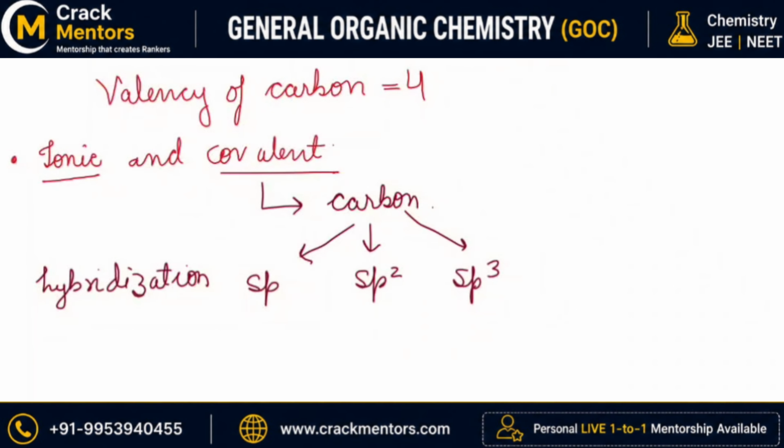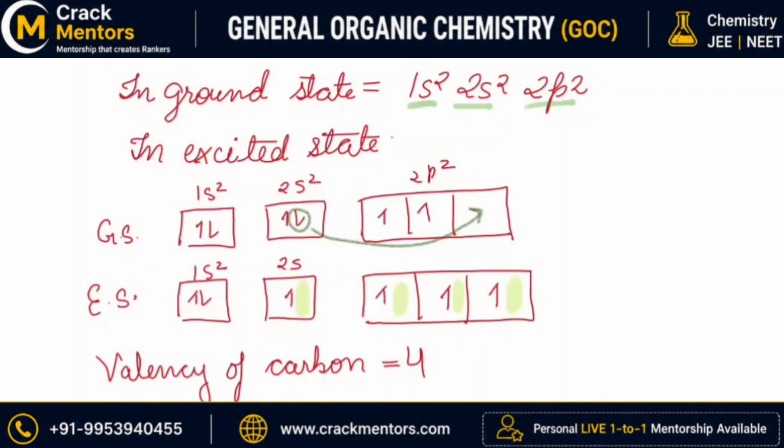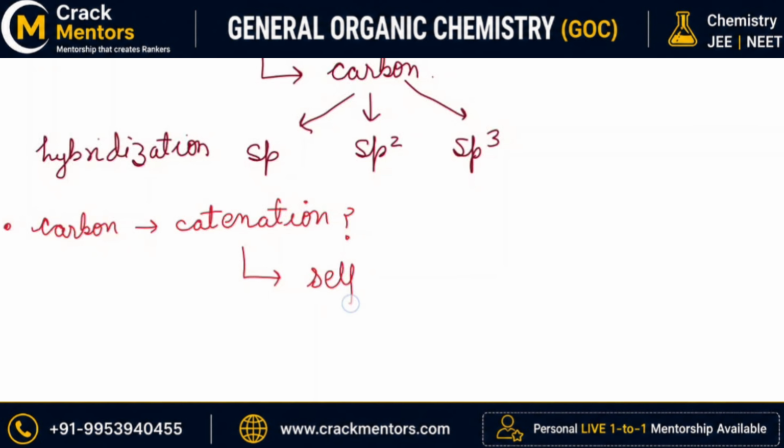Now why is there a separate branch for carbon, giving so much importance to it that it became organic chemistry? Actually there are a lot of types of compounds found in organic chemistry. Why are there so many types of compounds even though only one element, carbon, plays the major role? Because carbon has the property of catenation. Now you must know what this catenation is. This catenation is known as the self-linking property.